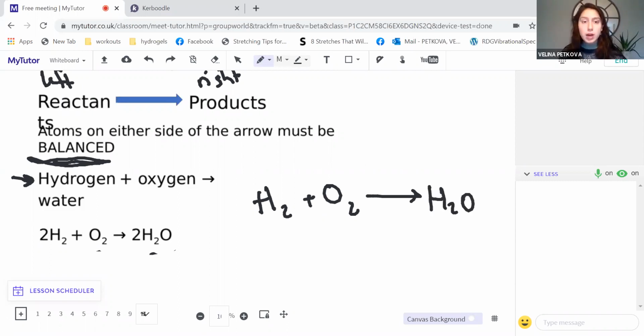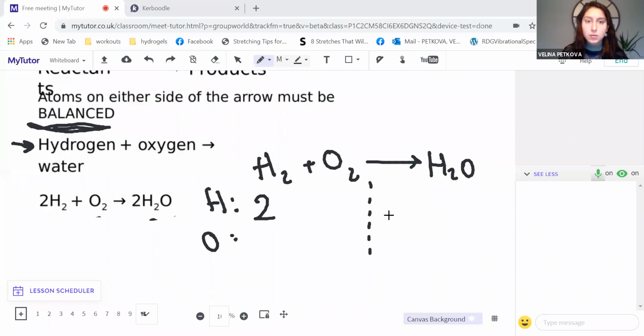Okay, so the way I'd recommend doing it is writing down what elements you have underneath and counting up the number of atoms that you have. So can anyone say how many hydrogens we have on the left-hand side? Yeah, you've got 2. Brilliant. And how many oxygens do we have on the left-hand side? Yeah, we've also got 2.